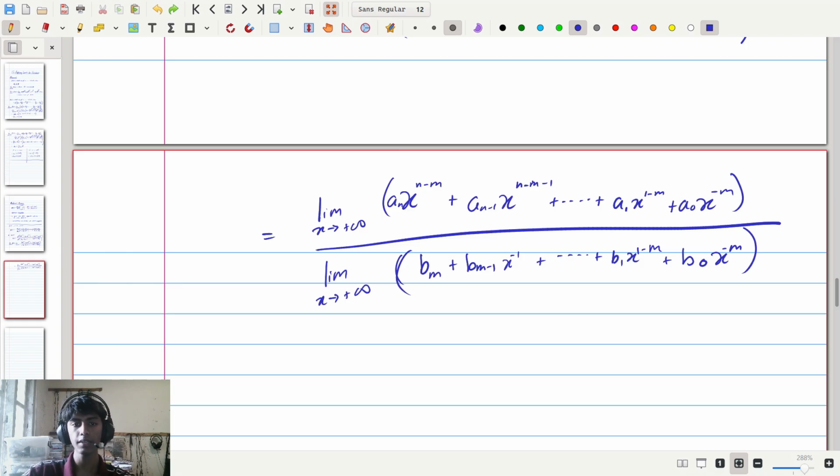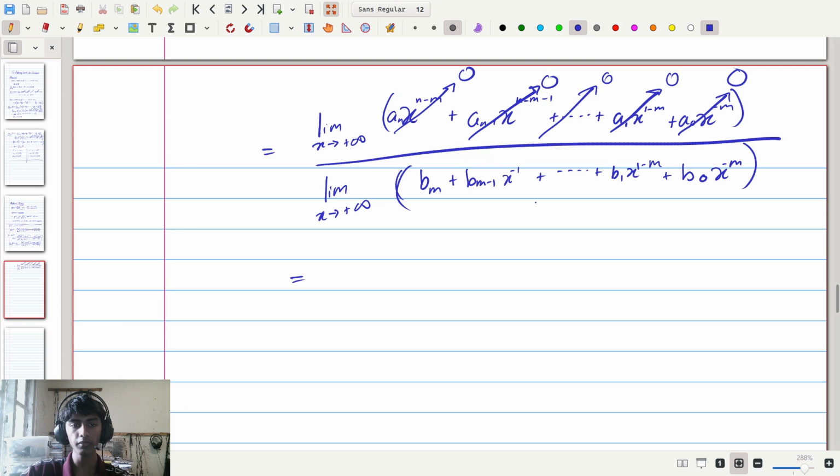So then, if we substitute positive infinity into each of these, we're going to have this thing approaching 0, this thing approaching 0, all of the stuff in the middle approaching 0, and the very last term as well approaching 0. So here, everything on the top is approaching 0. So then the whole thing on top is equal to 0. So we have 0 on top and something on the bottom.